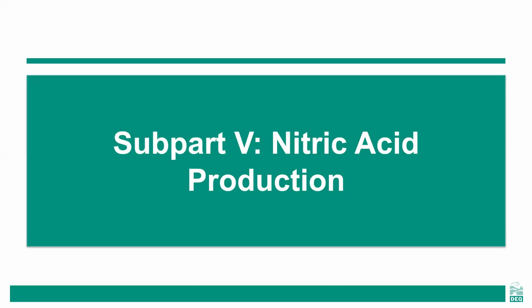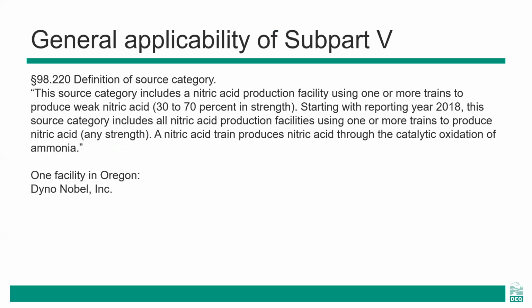The final subpart to be discussed in this training is subpart V, nitric acid production. Subpart V applies to any nitric acid production facility with 1 or more trains to produce nitric acid of any strength. A nitric acid train produces nitric acid through the catalytic oxidation of ammonia. Prior to 2018, this subpart only applied to production facilities that produced weak nitric acid, 30 to 70% in strength.